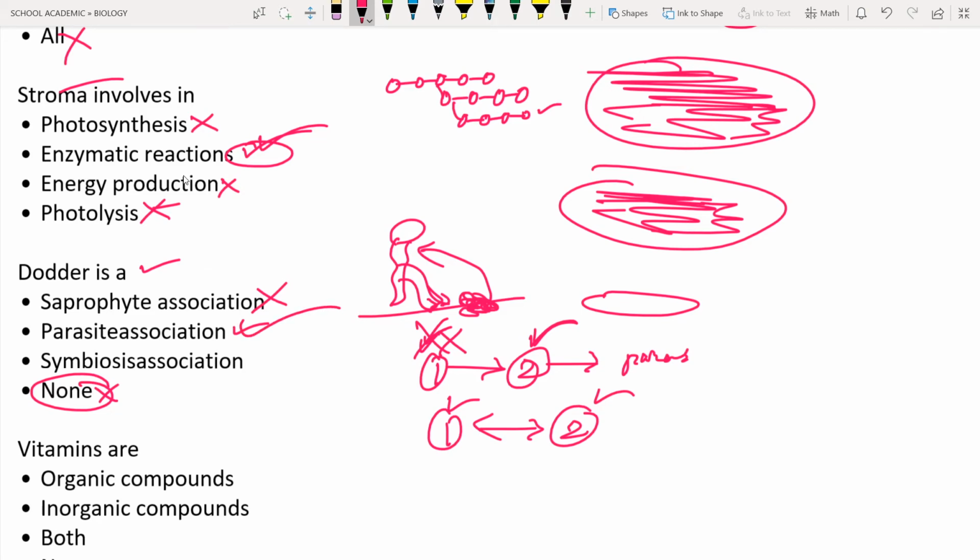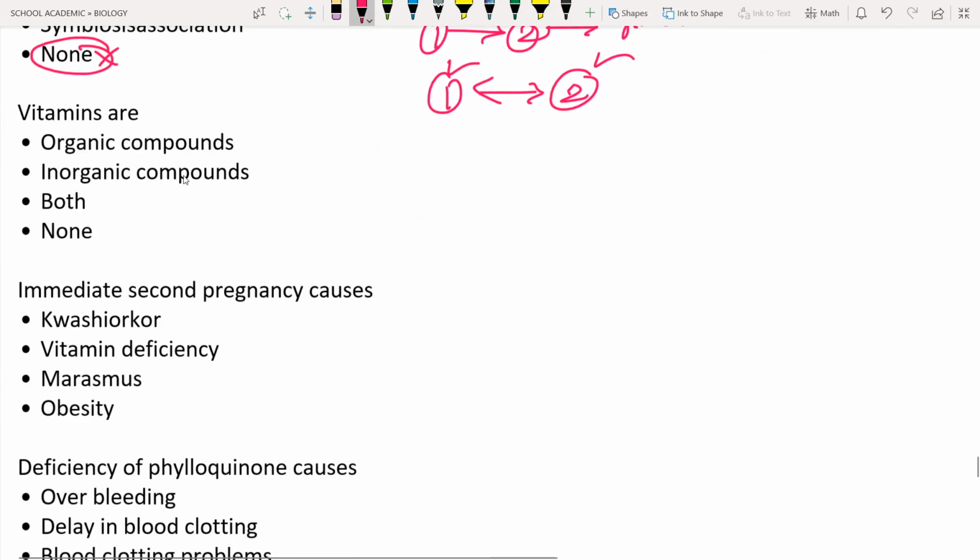Okay. So the next question is, vitamins are. What are vitamins? In the textbook, while discussing the lecture, we have seen that they are organic compounds. So what are organic compounds?